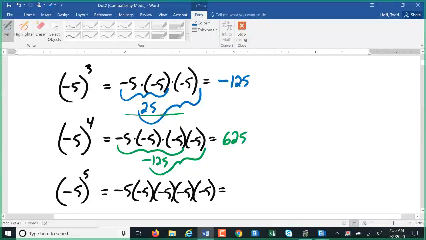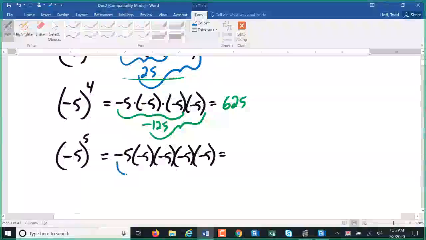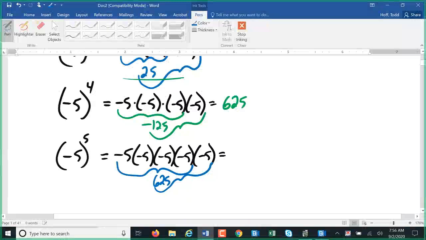Again, we know the first 4 multiply to make 625. That's what we just did up above. Well, 625 times another negative 5. A positive times a negative is negative again. 625 times 5 is 3,125.